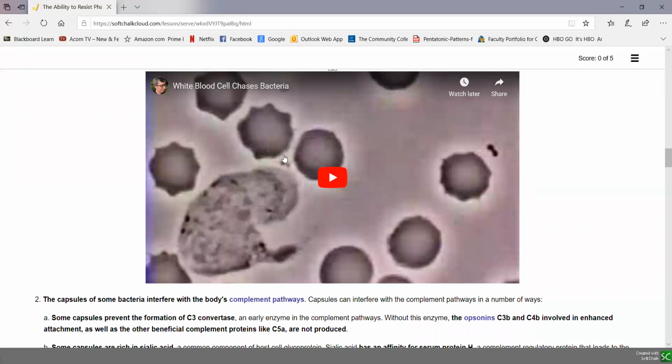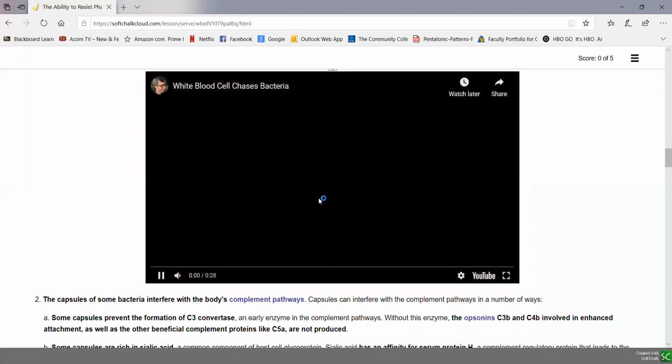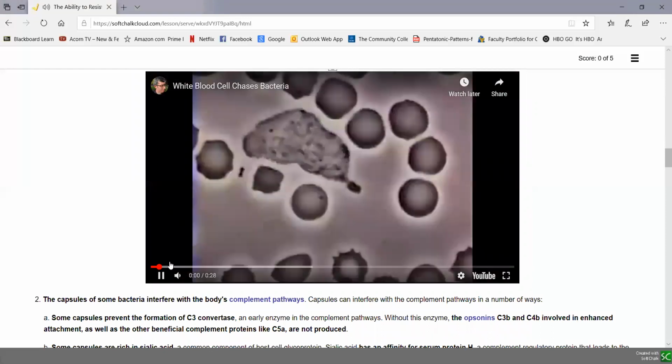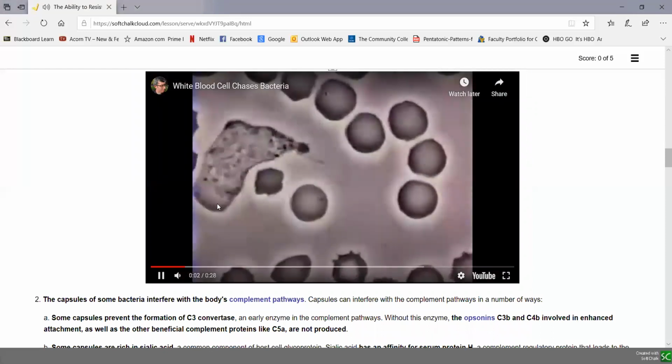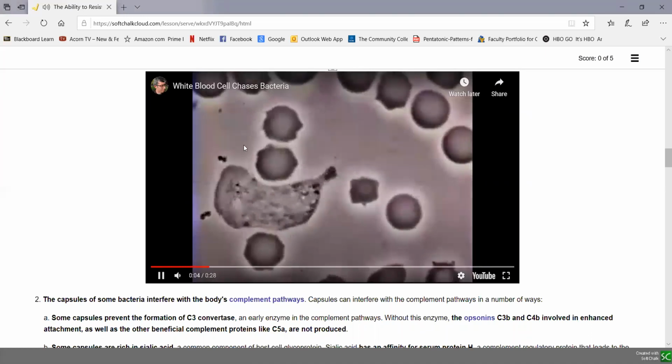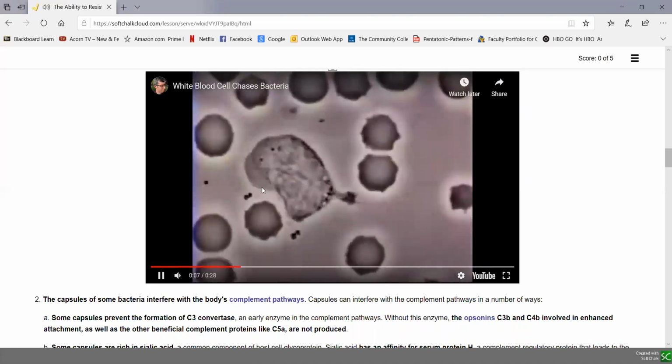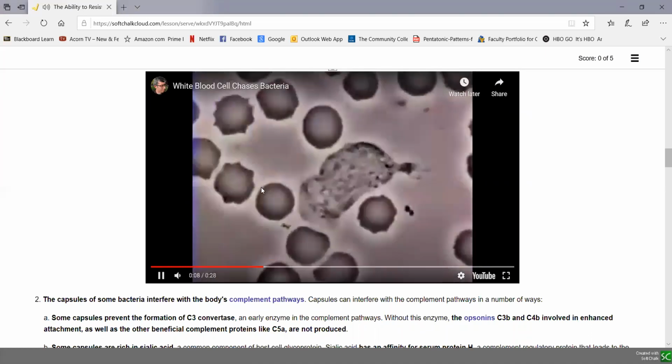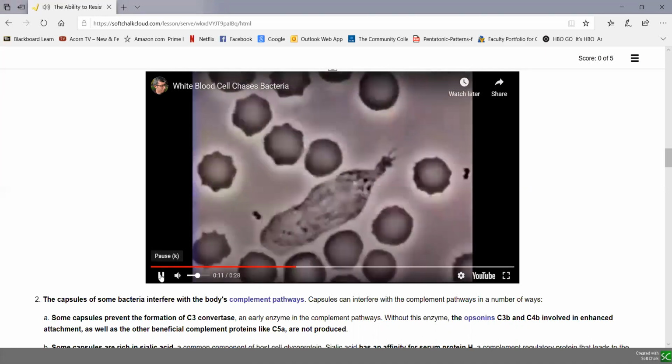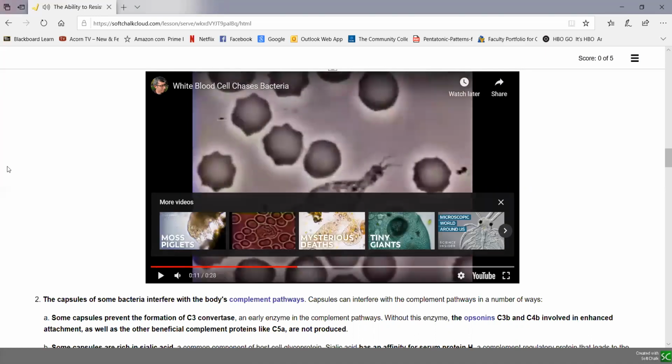This, I believe, is the pneumococcus, Streptococcus pneumoniae. And because it has a capsule, it can't stick to the surface of the phagocyte, so it just gets pushed around by the neutrophil. Now, later on in this movie, the neutrophil does eventually engulf it, but it actually pushes it against some solid surfaces. So the capsules give a bacterium a temporary advantage by resisting unenhanced attachment.